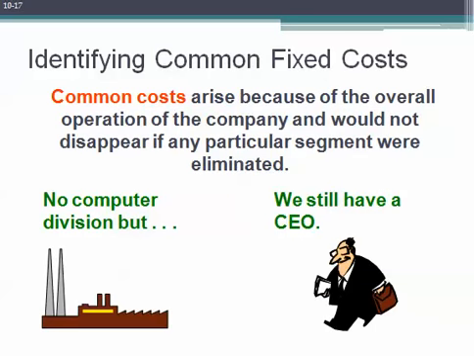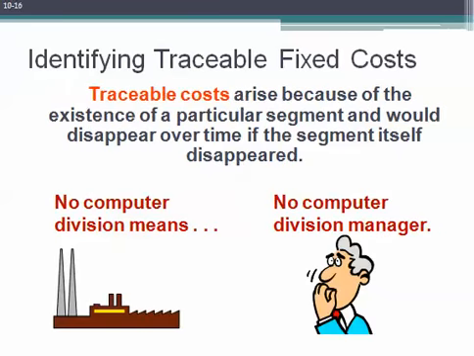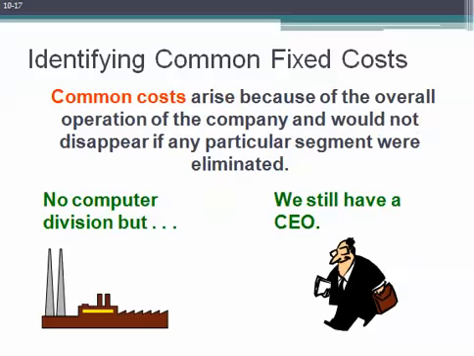And our common fixed cost is a cost that arises because of the overall operations of the company, and it wouldn't disappear if a particular segment were eliminated. So going back, we eliminated the computer division, meant no computer division manager, but we still have a CEO. So the CEO salary of General Motors would be a common fixed cost of the various divisions of General Motors.